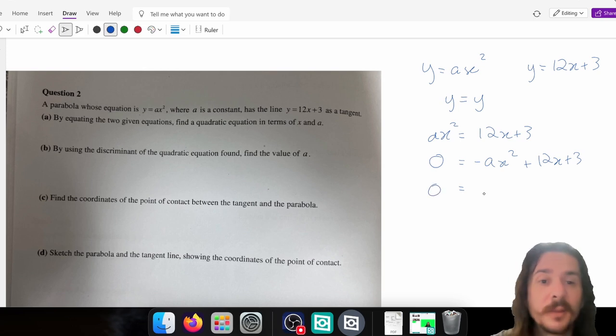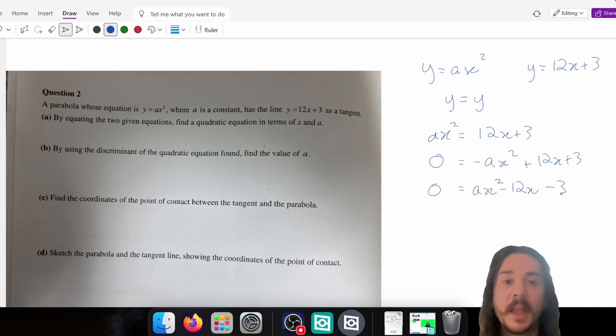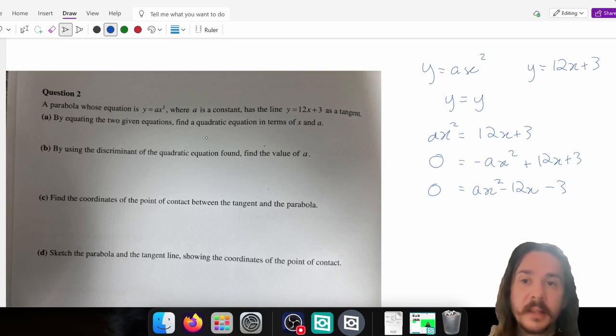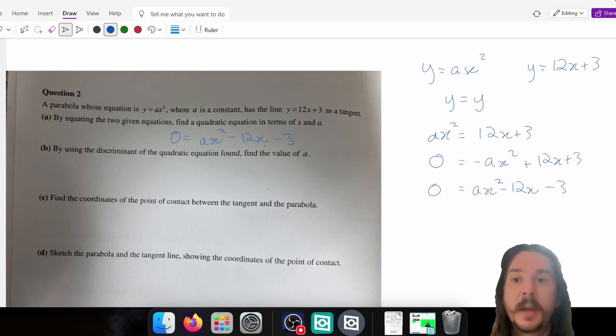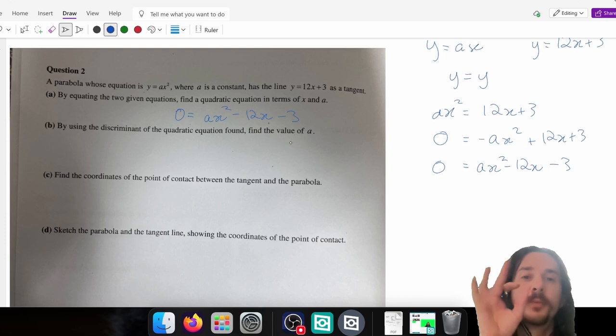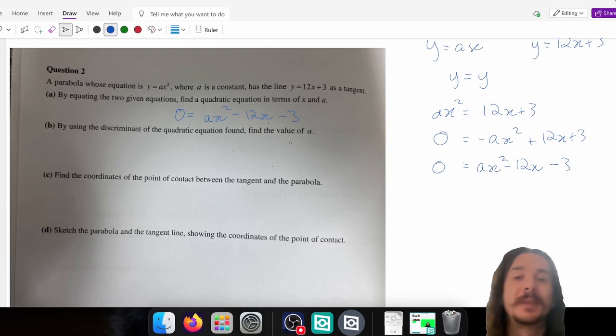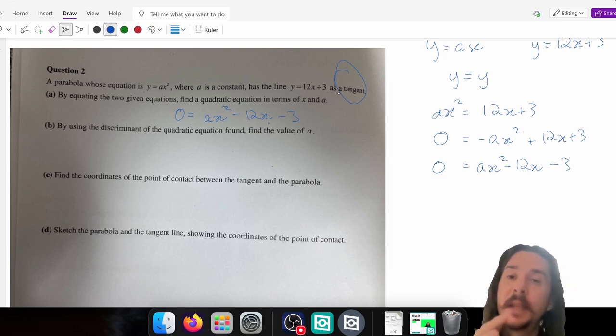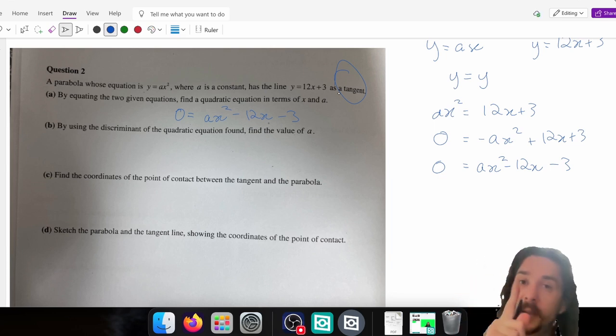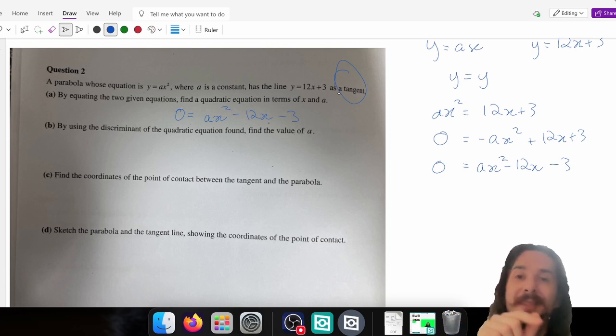I don't like the negative a part of that, so I'm just going to flip everything. Ax squared minus 12x minus 3. Okay, that is what a is asking for. 0 equals ax squared minus 12x minus 3. Now, by using the discriminant, find the value of a. Because we know that the y equals 12x plus 3 is a tangent, okay? That's a key detail here. Because it's a tangent, that means it touches once, which means the discriminant is 0.